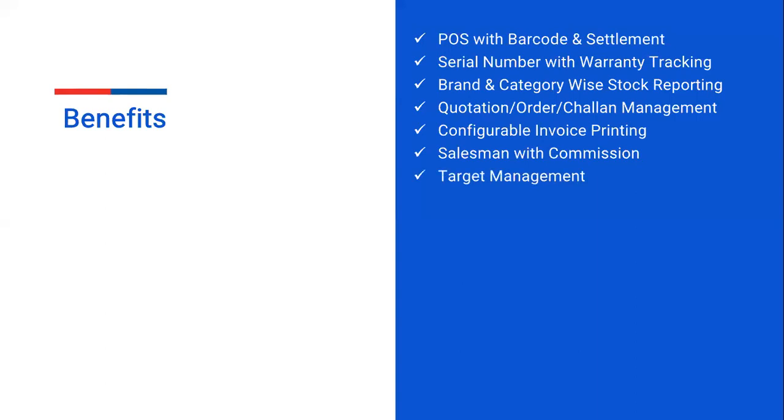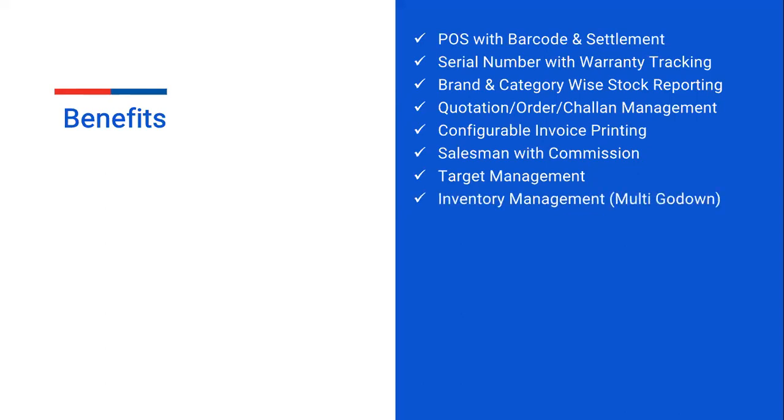Target management. Like you have a party ABC. We can manage the target on the basis of your company, your broker name, your salesman name, your item, or your party. You have various options for target. We can manage the target on the basis of broker name, party name, or item name. We have various options of target management in Busy.